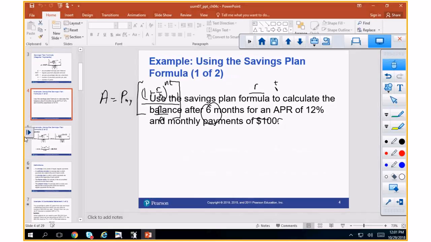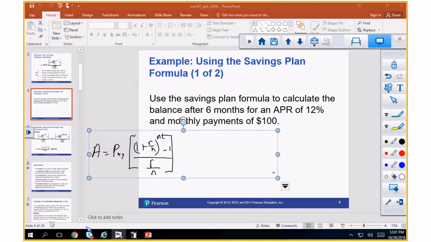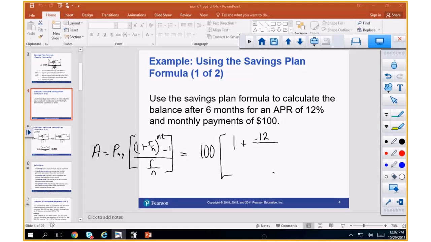So, here is the question. And I'm just going to move this over. I hope I can. Up there. It says, use the savings plan formula to calculate balance after 6 months for an APR of 12% and monthly payments of $100. So that's going to be equal to 100 parentheses 1 plus 0.12 divided by what? Well, monthly payments means what? What is N? 12. Raised to the NT power.